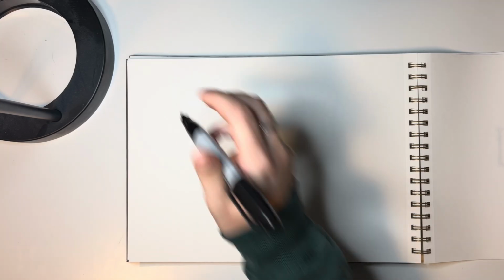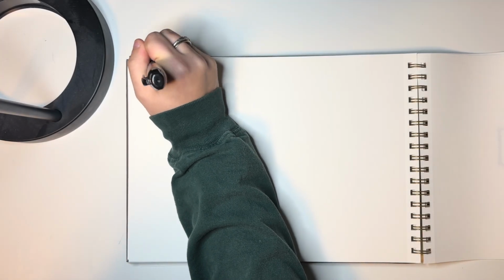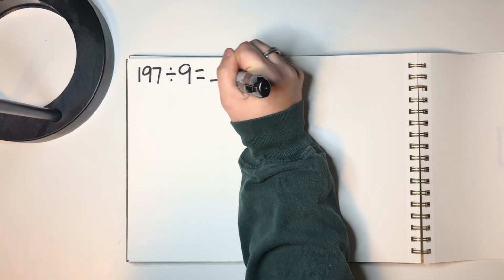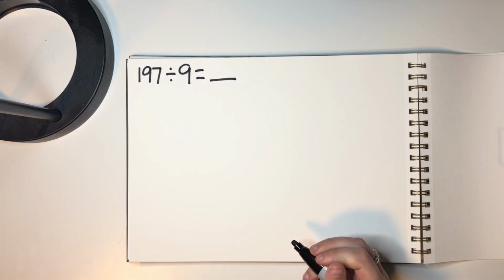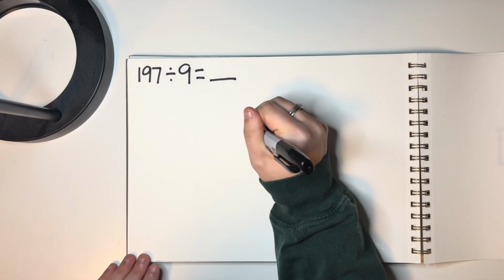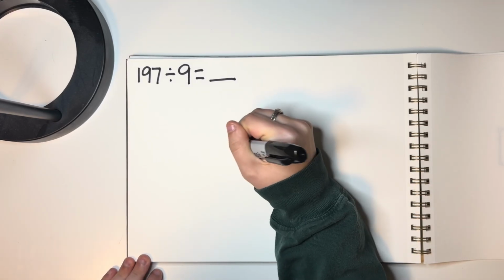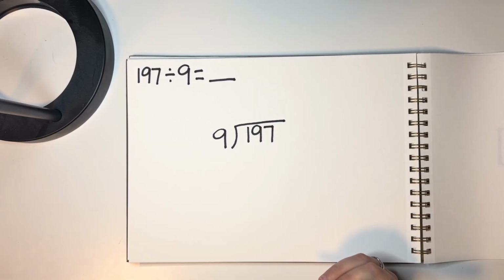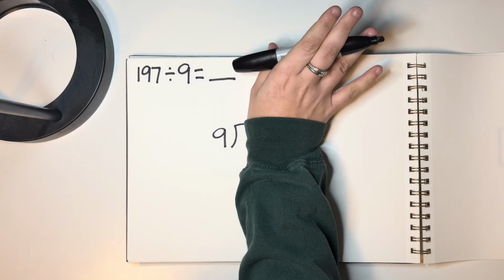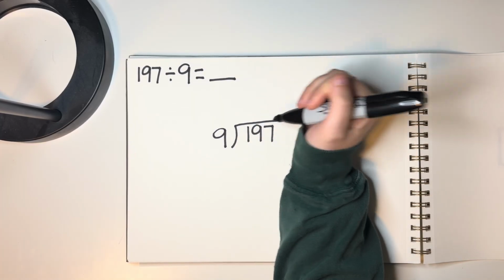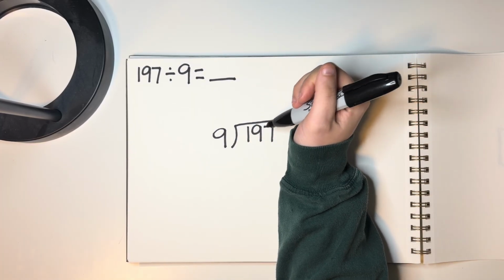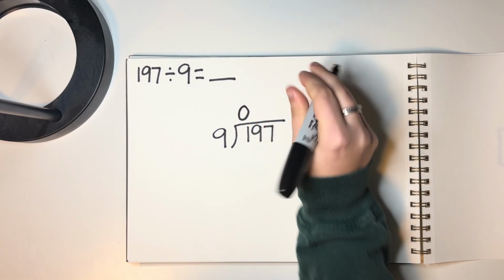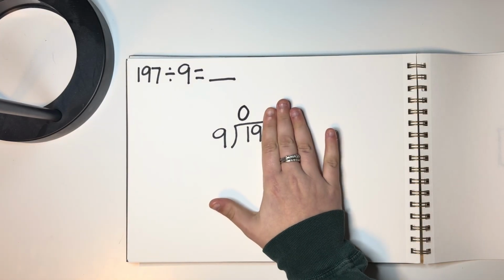The new equation that we are working with is 197 divided by 9. So again, I'm going back to the standard division strategy. So I'm doing 197 divided by 9. And I'm going to do exactly like I did before. I'm going to start just by looking at this 1. Does 9 fit inside of 1? And if so, how many times? 9 does not fit inside of 1, so I'm going to put a 0 above my 1. And I'm going to move to my next value, 19.